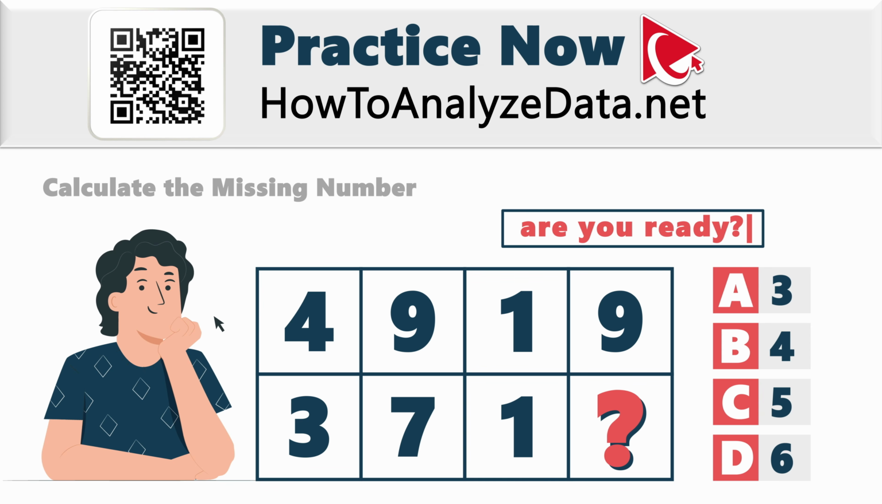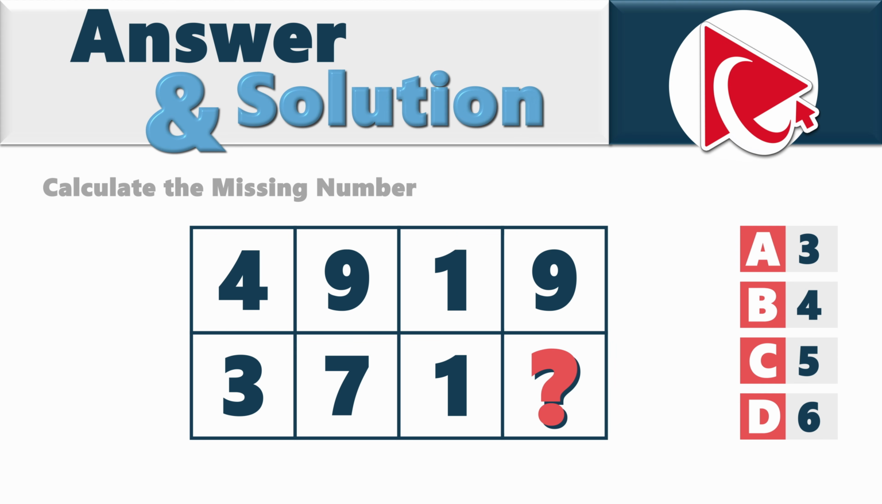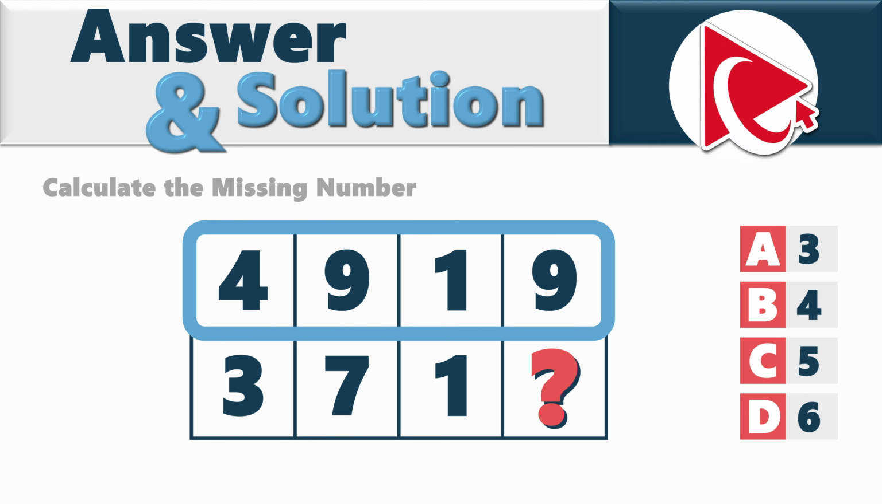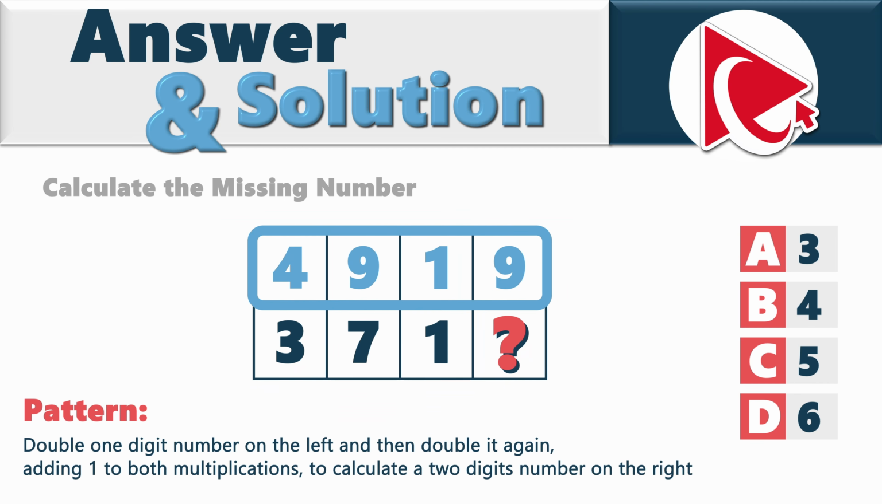Are you ready to show your answer? The pattern here is tricky, but not unsolvable. Let's look at the first row. It has numbers 4, 9, 1, and 9. We need to double 1-digit number on the left, and then double it again, adding 1 to both multiplications to calculate the 2-digit number on the right.